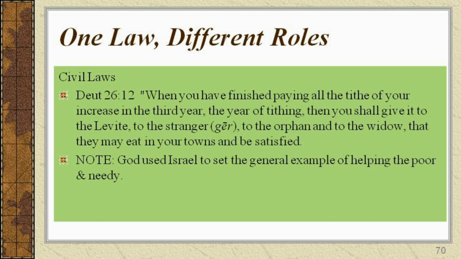The last commandment that we will examine is found in Deuteronomy chapter 26, verse 12, where Moses wrote, "When you have finished paying all the tithe of your increase in the 3rd year, the year of tithing, then you shall give it to the Levite, to the stranger, to the orphan, and to the widow, that they may eat in your towns and be satisfied."